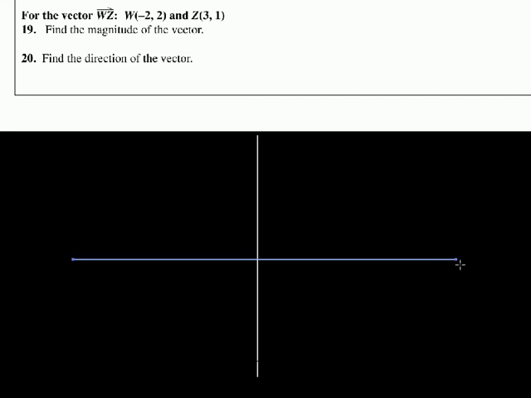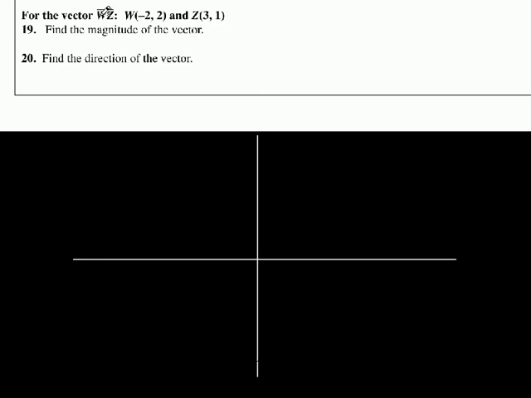So let's find the magnitude of the vector. That's actually a pretty easy part, but you really don't even need to draw this to find the magnitude, but we're going to, just so that you have an idea inside your head what's really going on here and what we are doing. So it says find the magnitude of the vector.